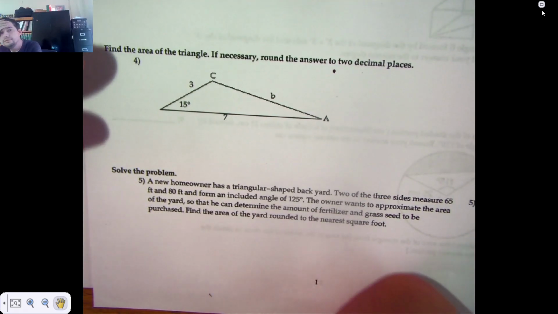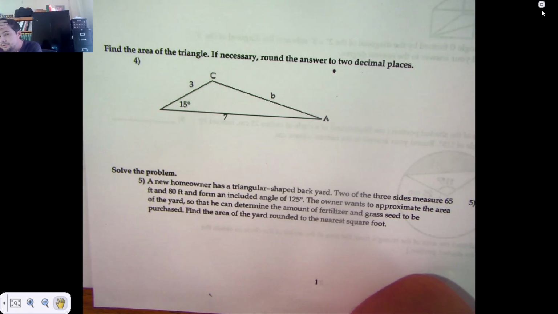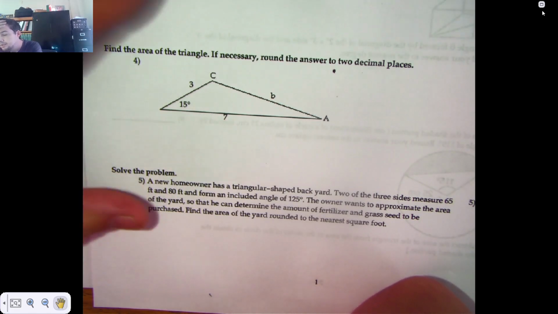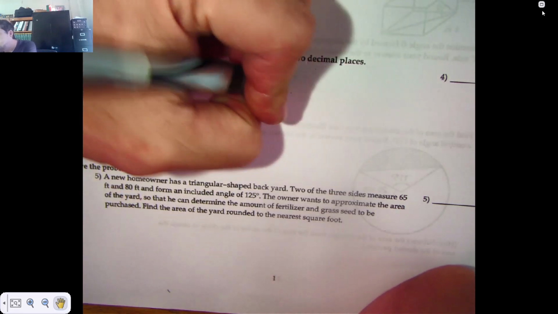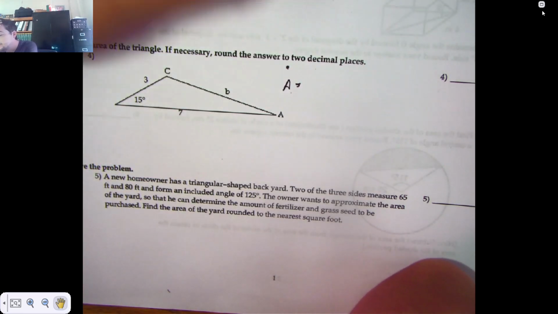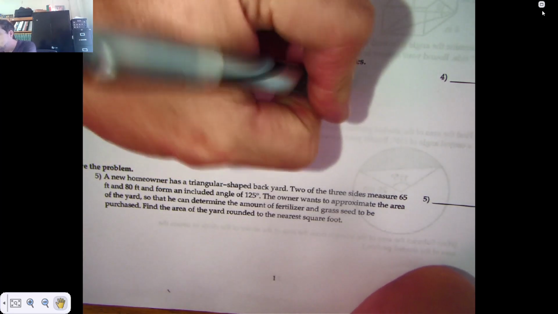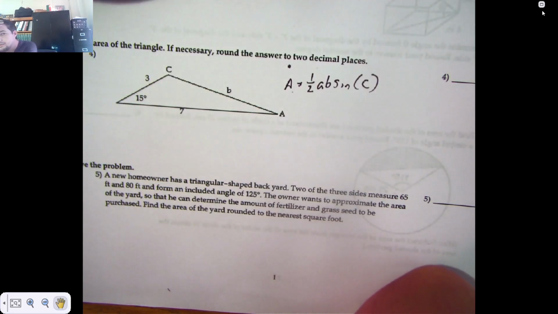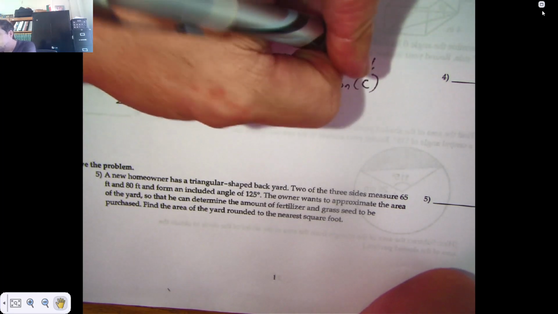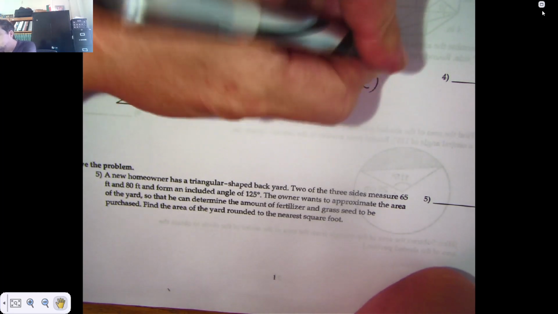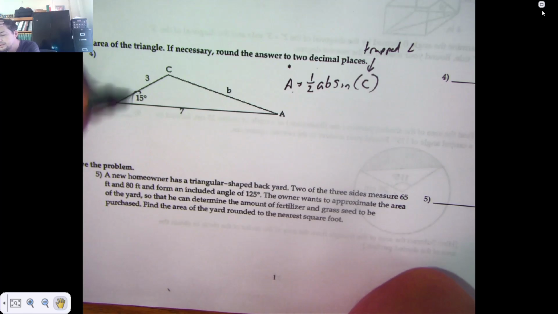Find the area of the triangle; if necessary, round the answer to 2 decimal places. There's an old school way of doing this, which requires a lot more stuff to know. It's more detail, more math mainly. But the easiest way is something I taught you before Christmas. It was 1/2 ab sine of angle C, where C is what we call the included or trapped angle, which would be this one right here.